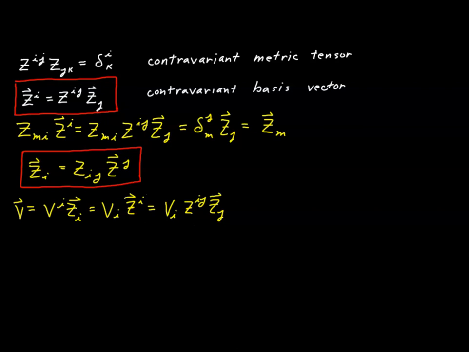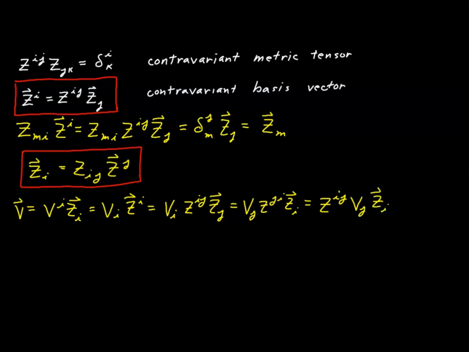Okay, and when I do that, I'm now going to do some index renaming. I'm going to rename I to J and J to I. So we'd have V_J, Z^JI, Z_I, like this. And I'm going to reorder some terms. We'll put the metric tensor in front, but I can also switch the index order because this is a symmetric matrix, symmetric tensor. So that Z^JI is the same as Z^IJ. I'll put our scalar component next and the basis vector at the end.